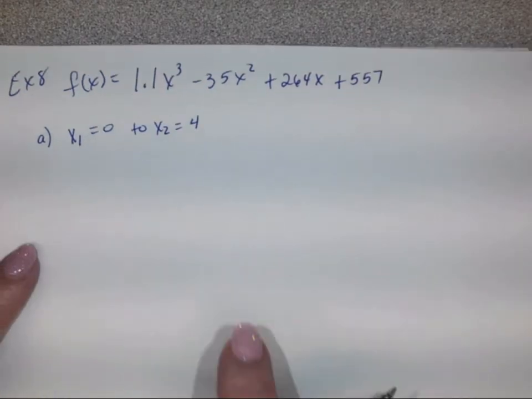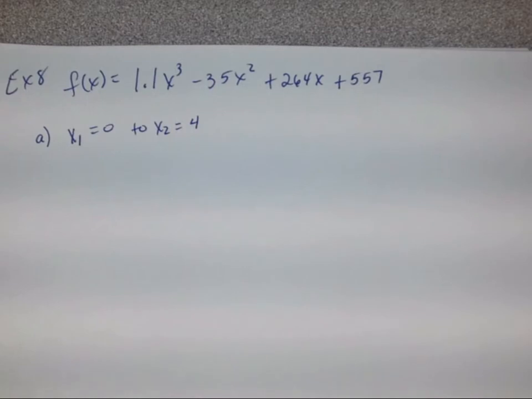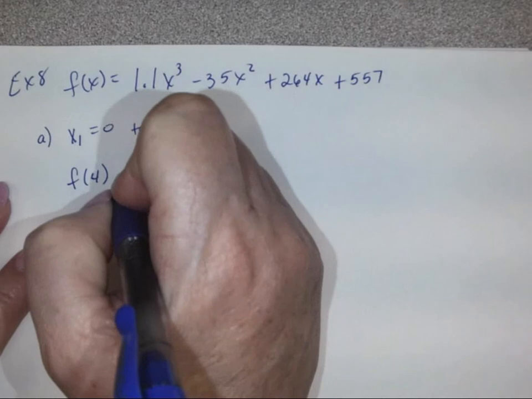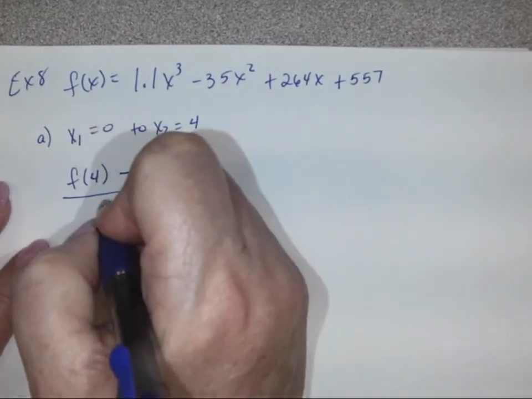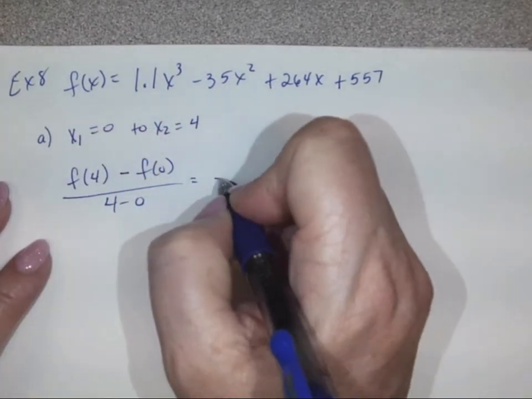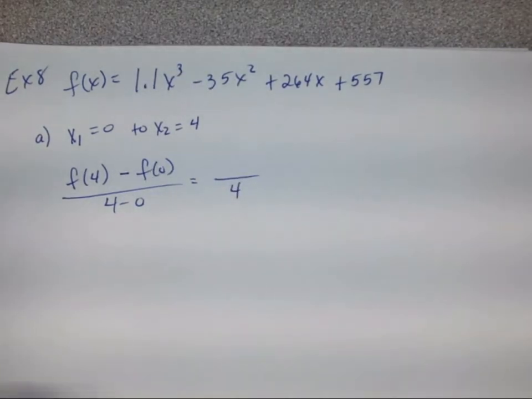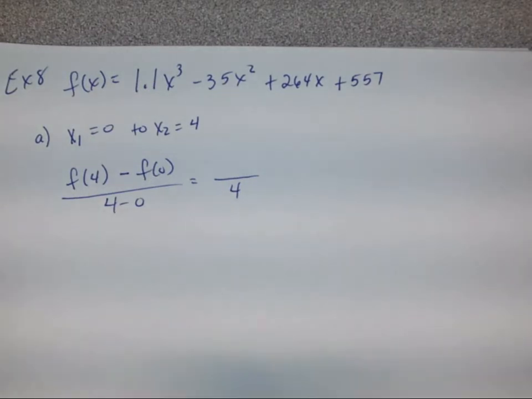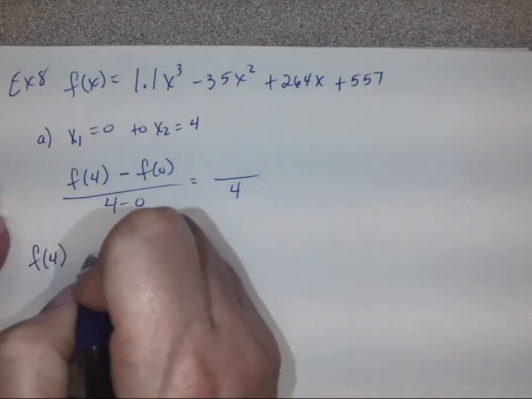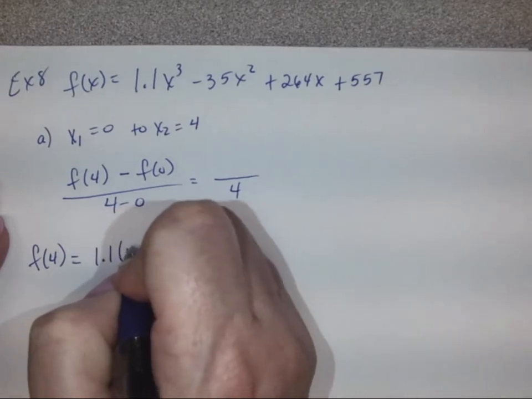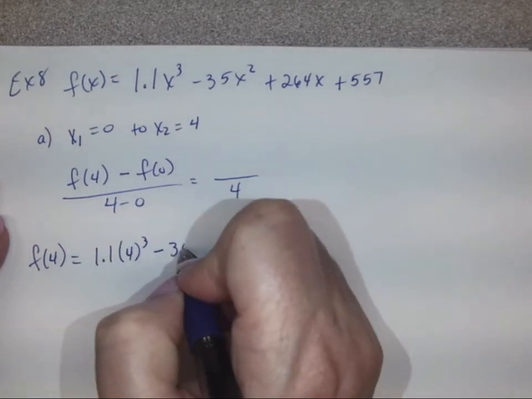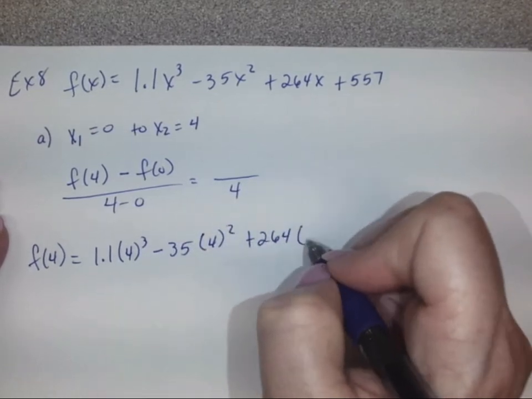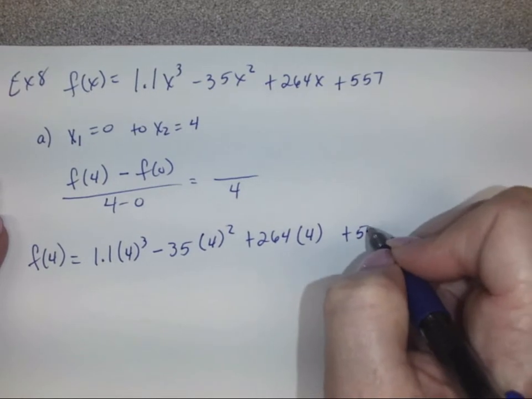So what we need to do is plug in the values. Remember, we are looking at f at 4 minus f at 0, all over 4 minus 0. Well, the bottom part will be easy. It's going to be 4. But the top part, we have to plug into all of these. So we're going to find f at 4, which will be 1.1 times 4 cubed minus 35 times 4 squared plus 264 times 4 plus 557.